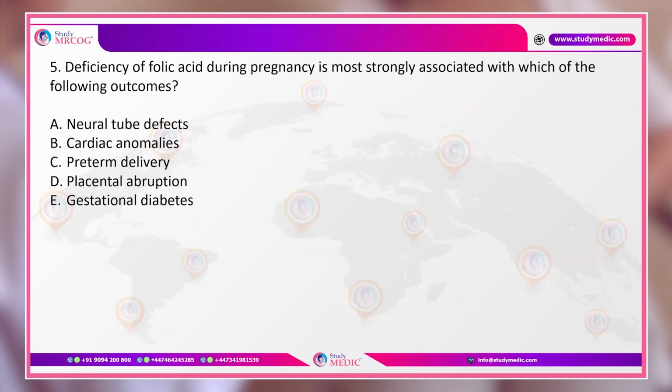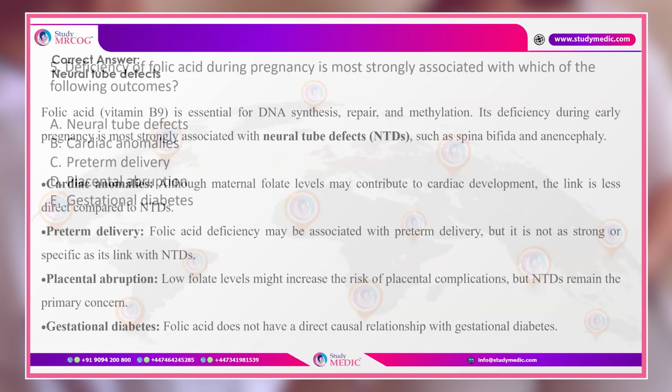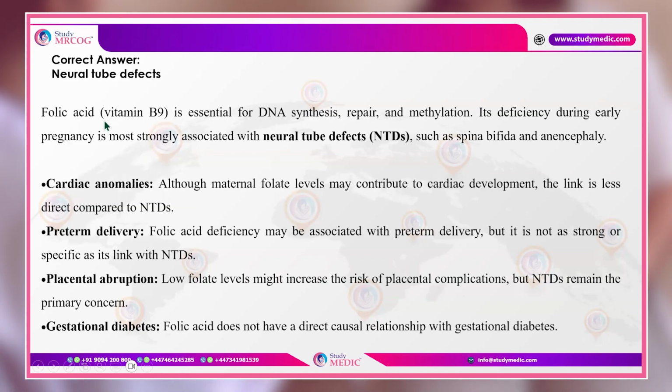Deficiency of folic acid during pregnancy is strongly associated with which of the following outcomes? Neural tube defect, cardiac anomalies, preterm delivery, placental abruption, gestational diabetes. You have to opt for the single best answer. So that happens to be the neural tube defect. So folic acid, other name is vitamin B9.